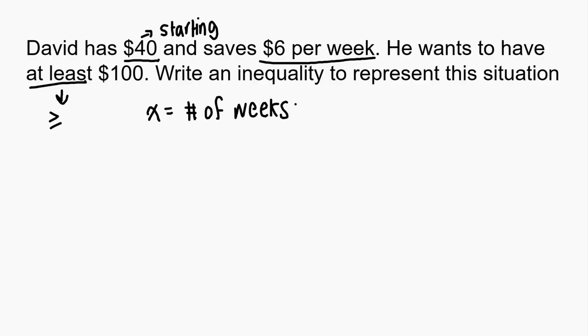And the inequality to represent this would be 40, which is our starting value, plus 6x, where x is the number of weeks. And we know we multiply because every week that he saves, he gains an additional $6. Because we say that we want to have at least $100, we're going to make this greater than or equal to $100. So this situation can be represented as 40 plus 6x is greater than or equal to 100.